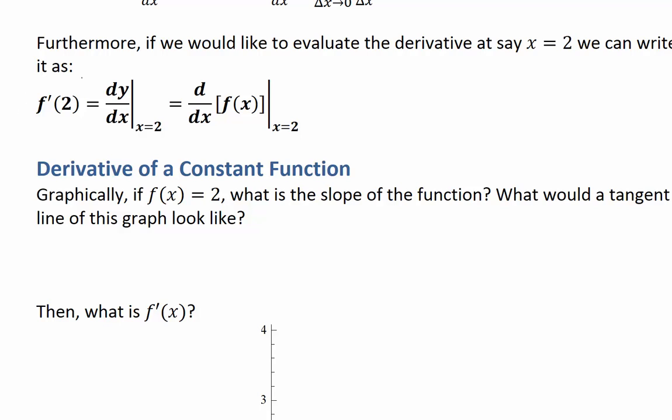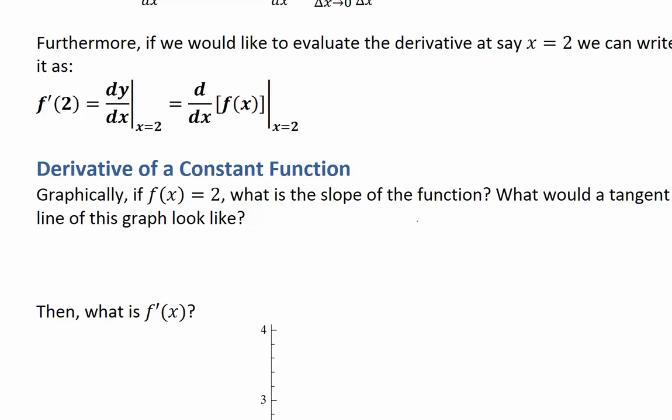And we also have notation for whenever we're evaluating the derivative at a certain point. For example, if you wanted to evaluate the derivative at x equals 2, then you would write it as f prime evaluated at 2, or dy by dx, where this bar means evaluated at x equals 2, and the same for d f of x by dx.